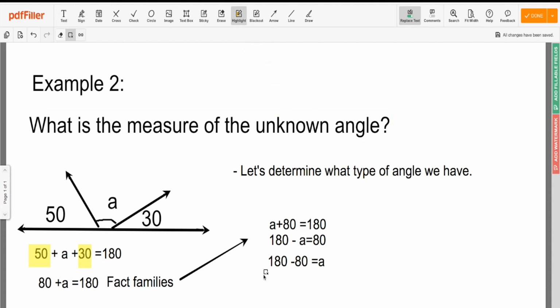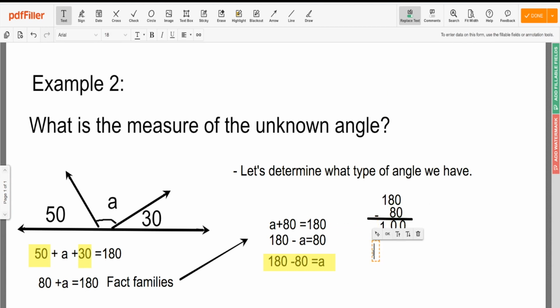Again, which equation are we going to use to solve for A? You got it. 180 minus 80 equals A. So let's go ahead and set up our vertical equation so we can do our subtraction. 0 minus 0 gives us 0. 8 minus 8 gives us 0. And 1 minus nothing gives us 1. So our unknown value is 100 degrees. A equals, or X, that unknown value, X equals 100 degrees.